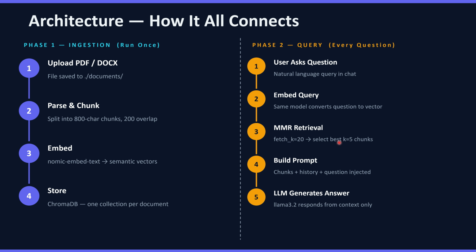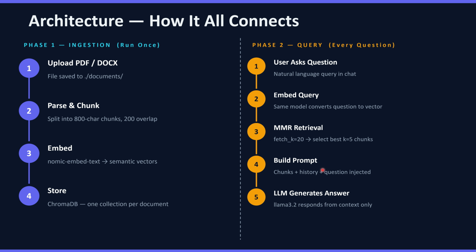Step 3, MMR. The system uses maximum marginal relevance to retrieve chunks. It fetches the top 20 candidates, then selects the best 5 that are both relevant and diverse. I will explain MMR in detail in a few slides.